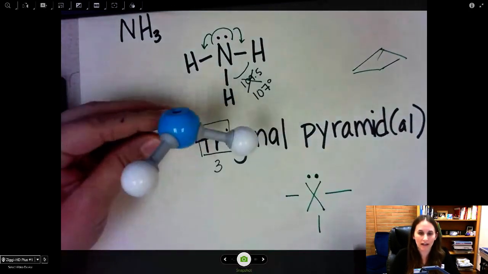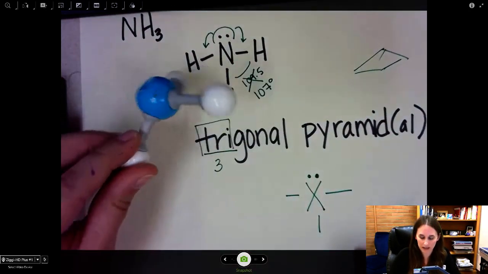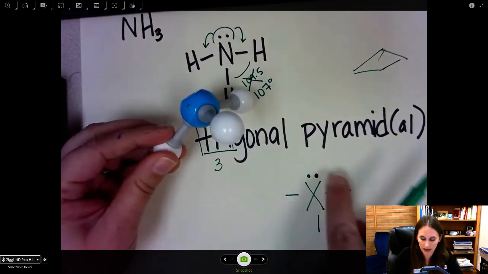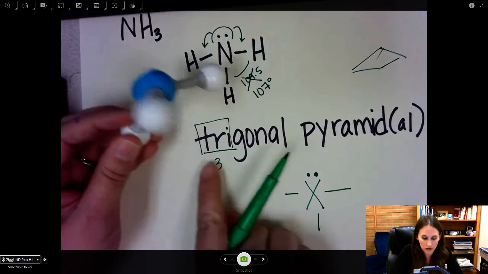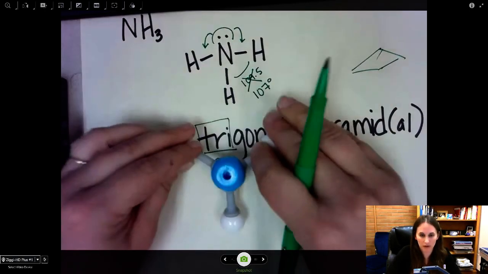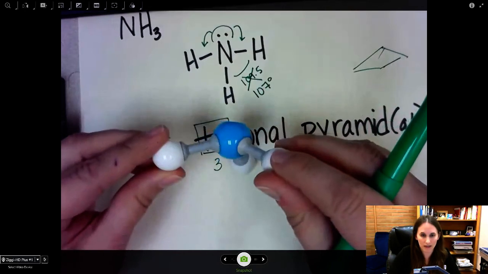So you'll recognize a trigonal pyramid in a Lewis structure by three things off the central atom and one lone pair. Trig, tri, three, and the pyramid comes from the presence of the lone pair, raising it up into space a little bit.